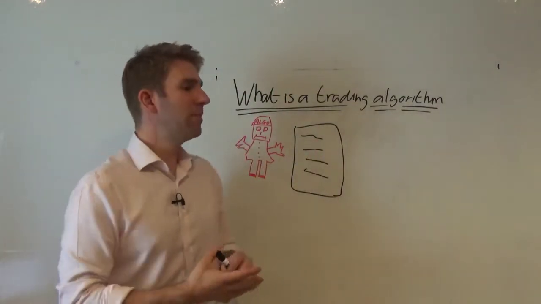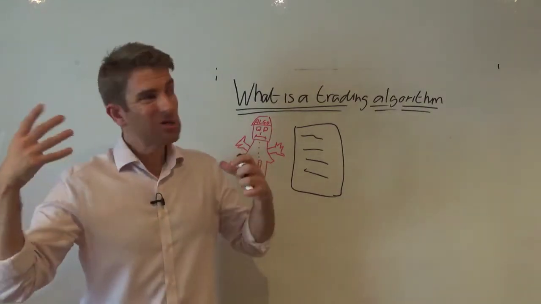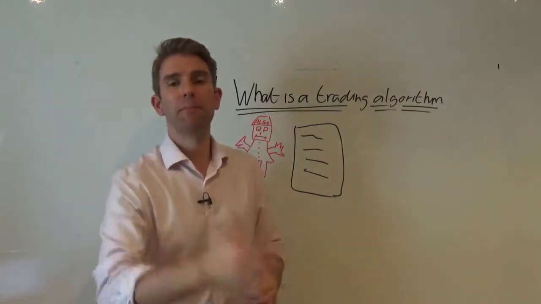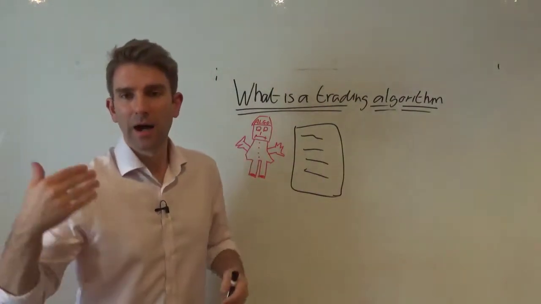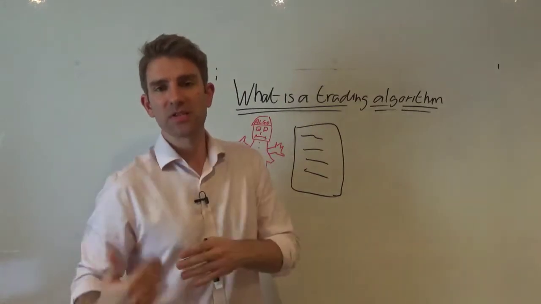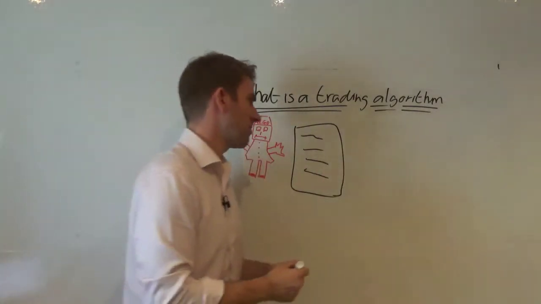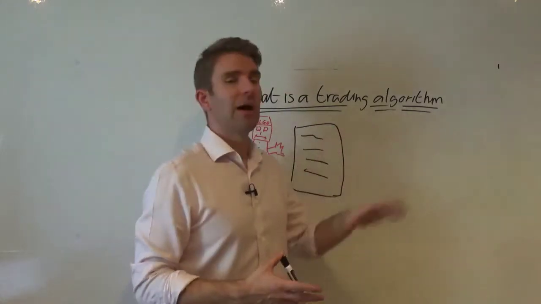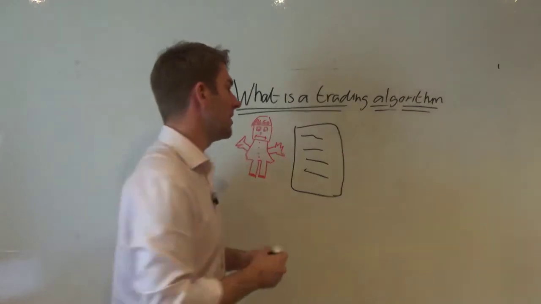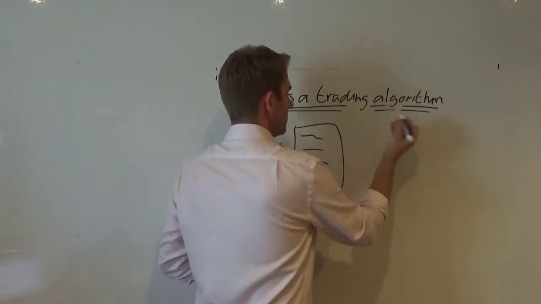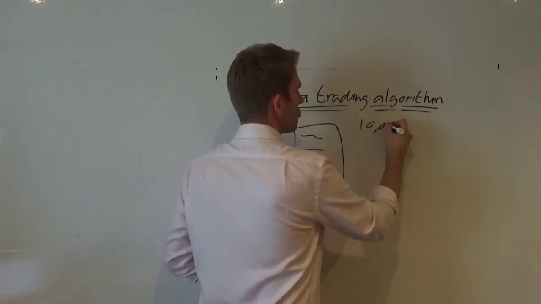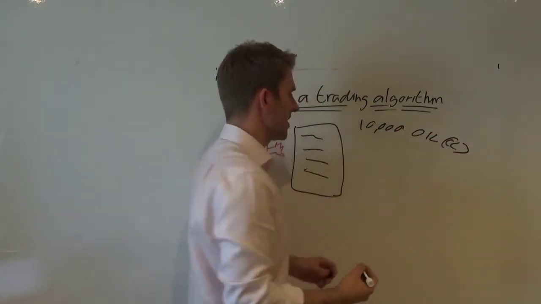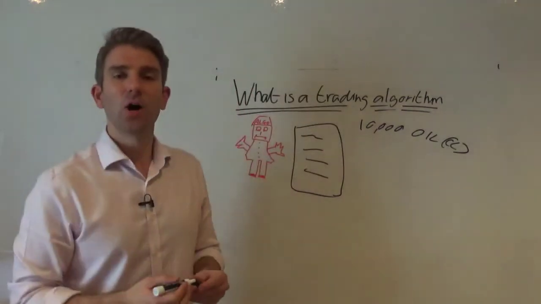A basic example would be, let me think off the top of my head: if cable, pound US dollar, goes down 100 pips, then buy 20 million every 10 pips it moves lower. I am just literally off the top of my head here, guys. Another one could be: I want to buy 10,000 contracts of crude oil, which is the CL code on NYMEX, and I want to buy that at the open.